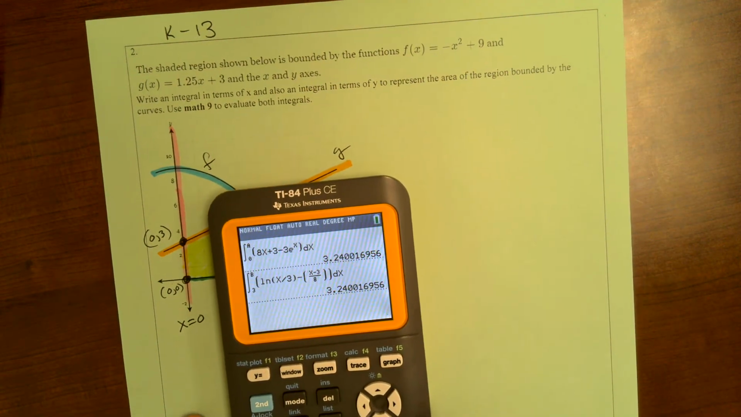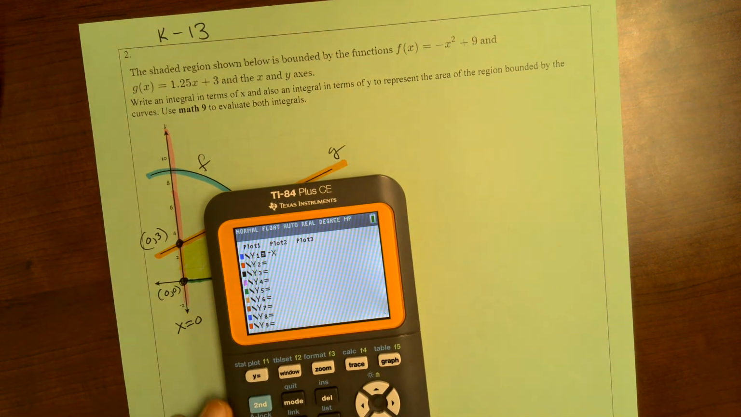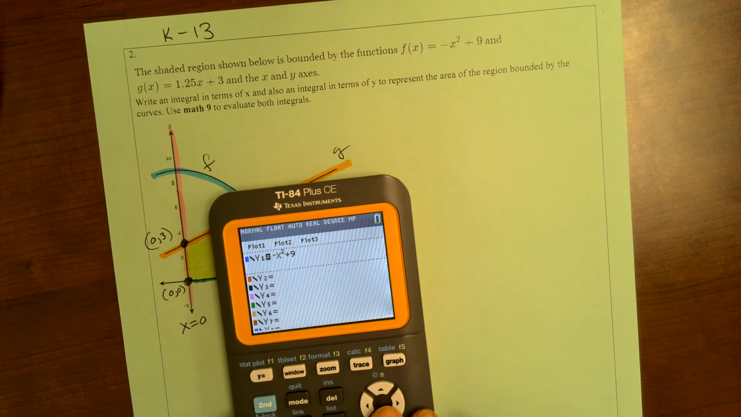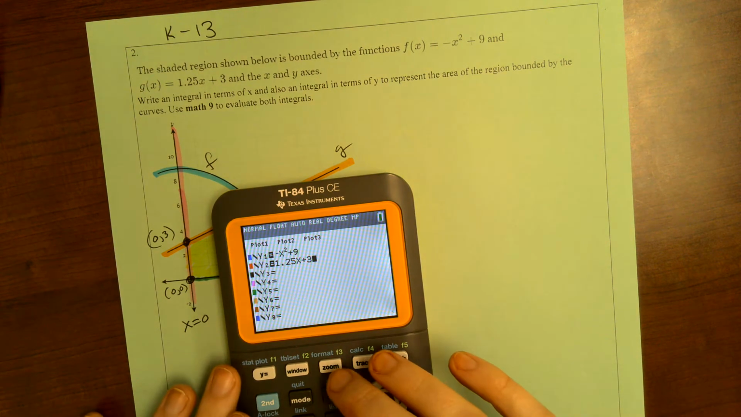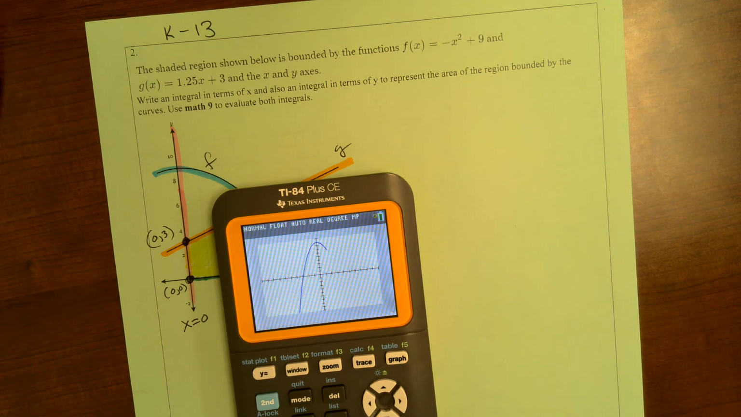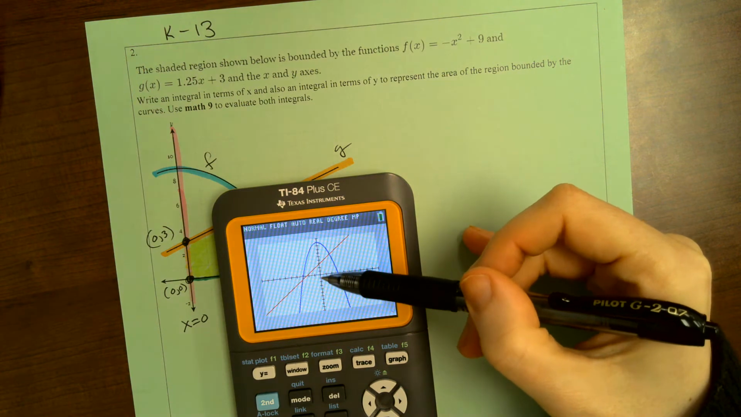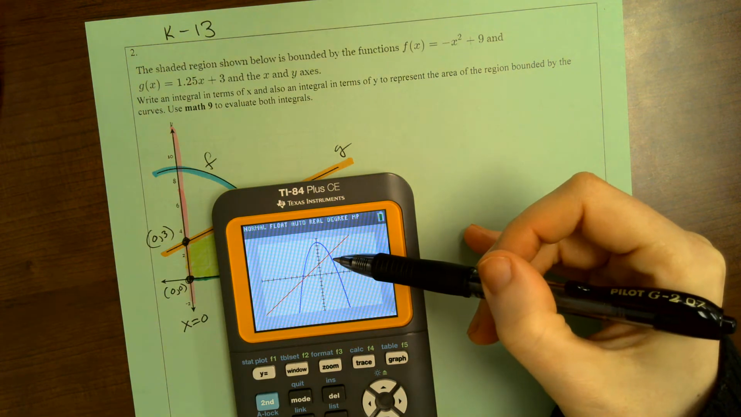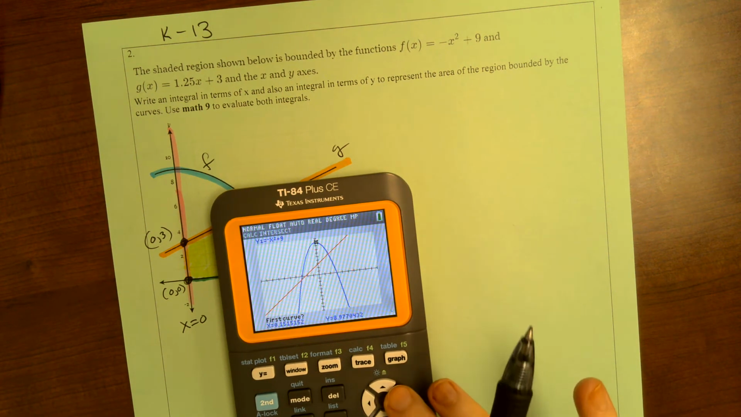All right, so I have to enter negative x squared plus 9, and 1.25x plus 3. I'll start in a standard window and see what it looks like. Okay, there it is. That looks good. So there's the region, and all the sides of it. I'm looking for that intersection, so I go second, trace, intersect.